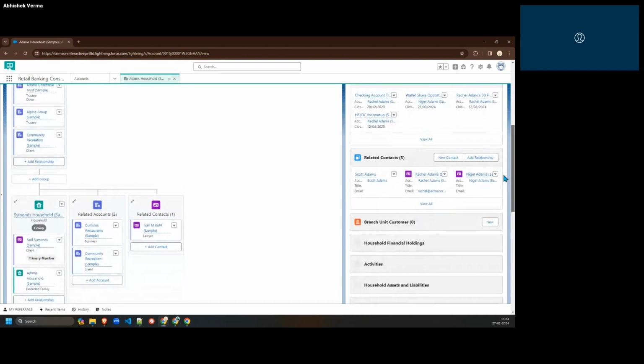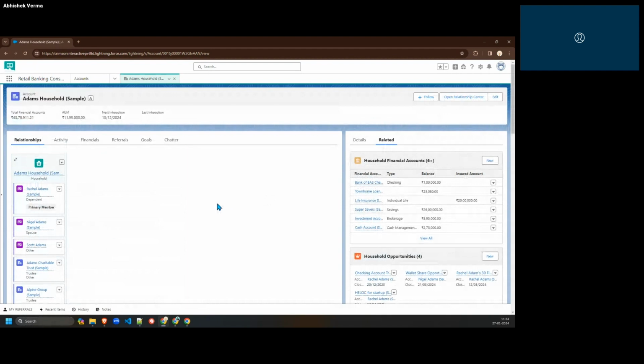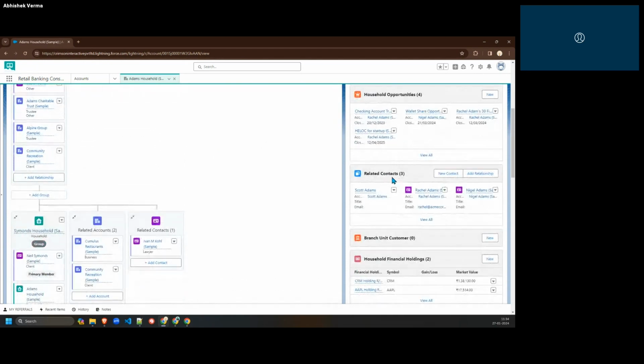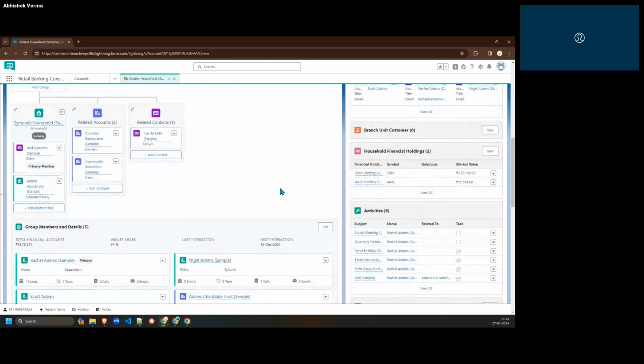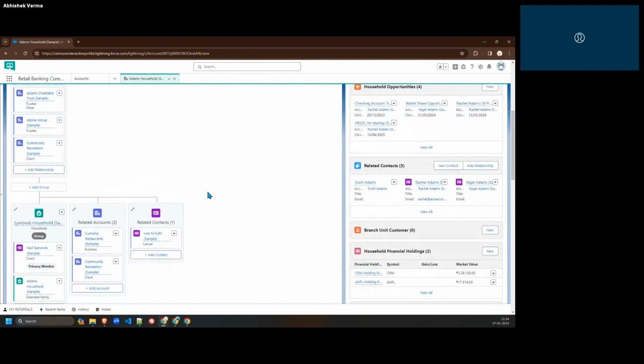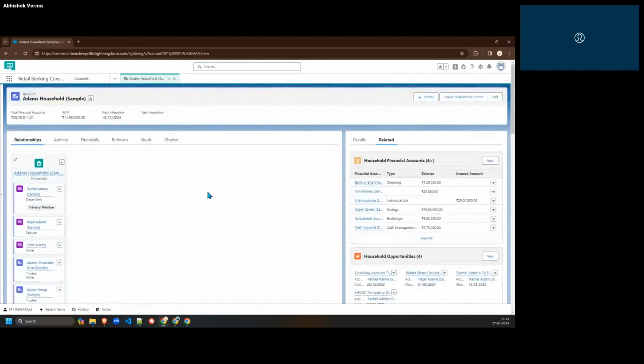It will display all the data of a particular family, including their financial accounts, the opportunities that have been created, and the related accounts they have. Say they have a business, or somebody is working a job, then which company they work for, you can easily see in this relationship map diagram.